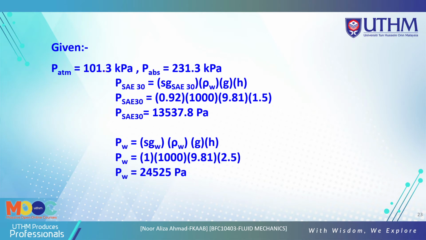Okay, so the P atmosphere. The SG for SAE is 0.92. You just multiply by the density of water, times 9.81, times the depth of the fluid. So you get the pressure at this fluid, and you get this value. So you must do it step by step. First, you must find the pressure at the SAE oil. Then step 2, you must find the pressure in water. So you just put the value here until you get the pressure of water.